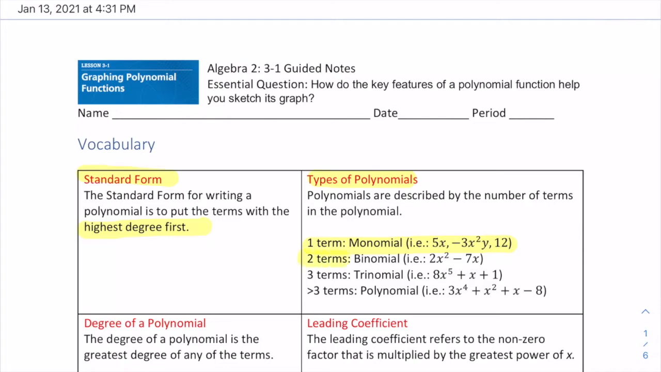Binomials are polynomials with two terms, and they're always either added or subtracted. So you can see two monomials there, 2x squared and 7x, but it's 2x squared minus 7x, so we have two terms in there. A polynomial with three terms is called a trinomial, like a tricycle. So if we have three terms, like 8x to the fifth plus x plus 1, those are three terms, so it's a trinomial. Any polynomial with more than three terms is just called a polynomial.